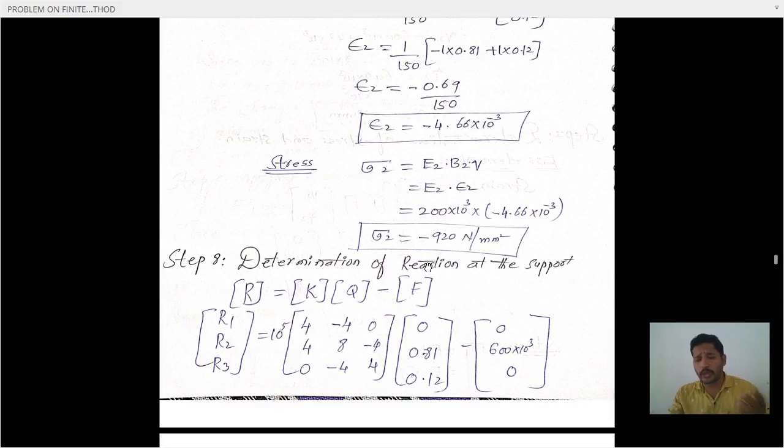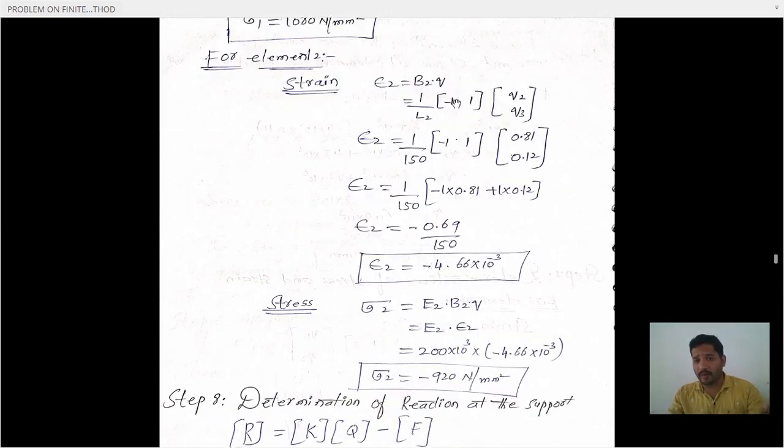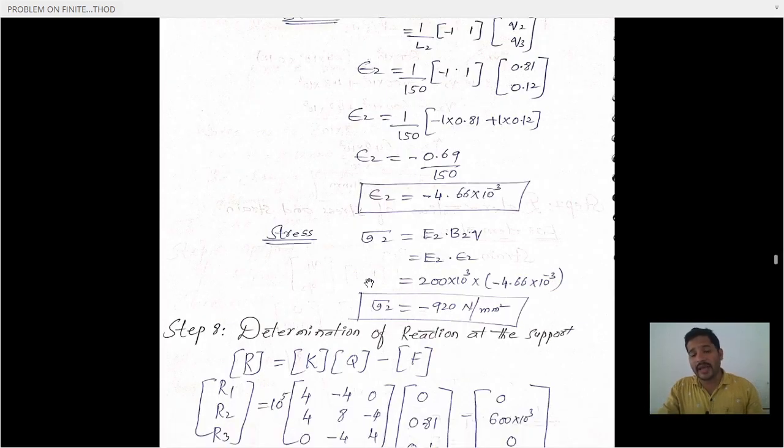The same concept we followed to find the stress for the first element is followed to find the stress for the second element, and up to the last element. There are no changes in the procedure for stress as well as strain. After getting the stresses and strains, we need to find the reaction at the support.